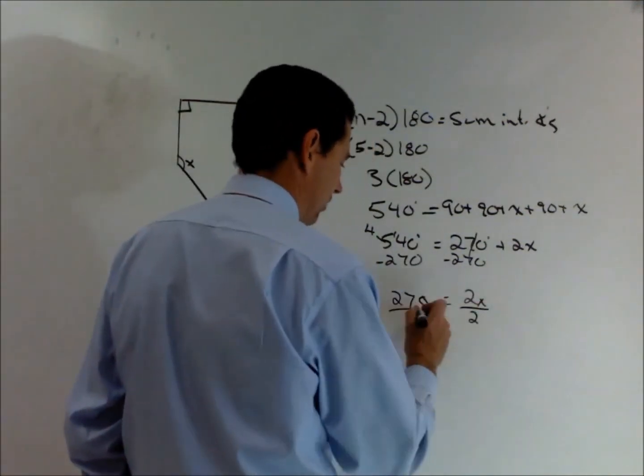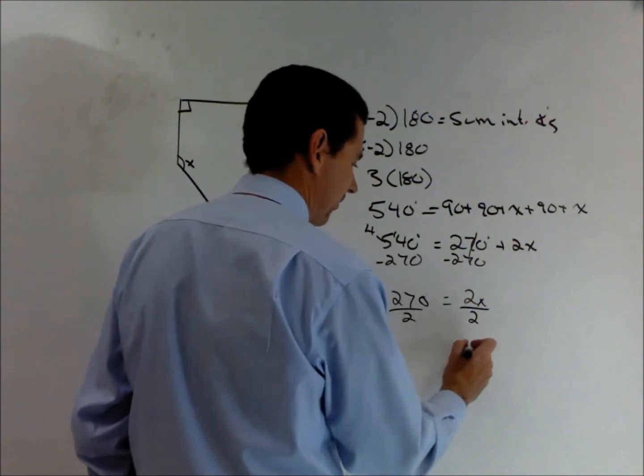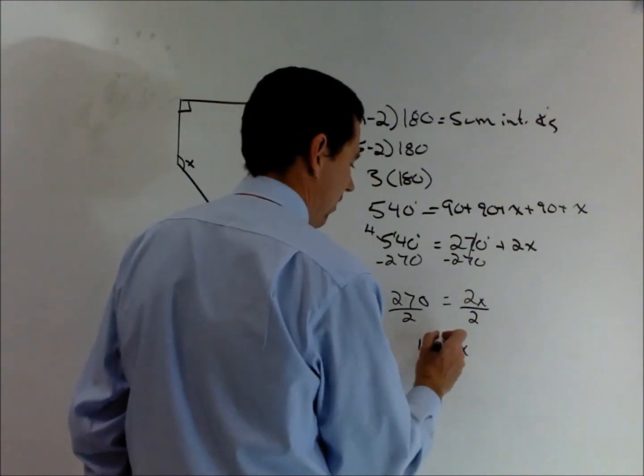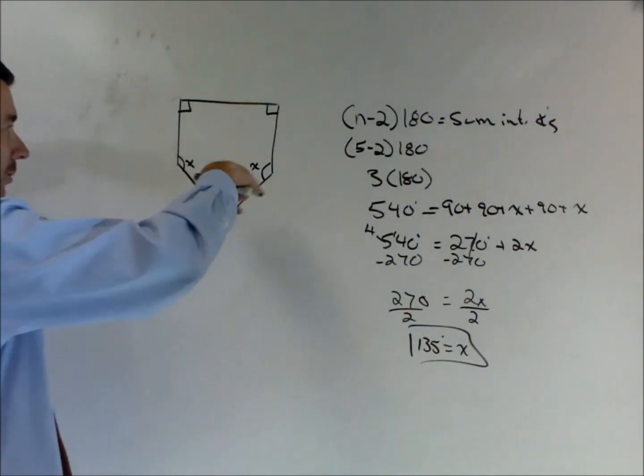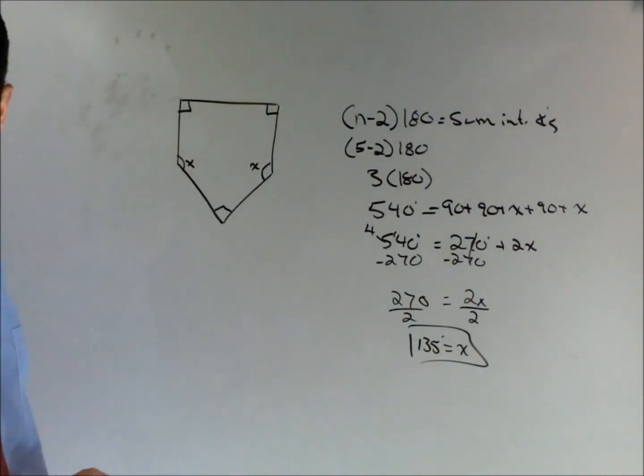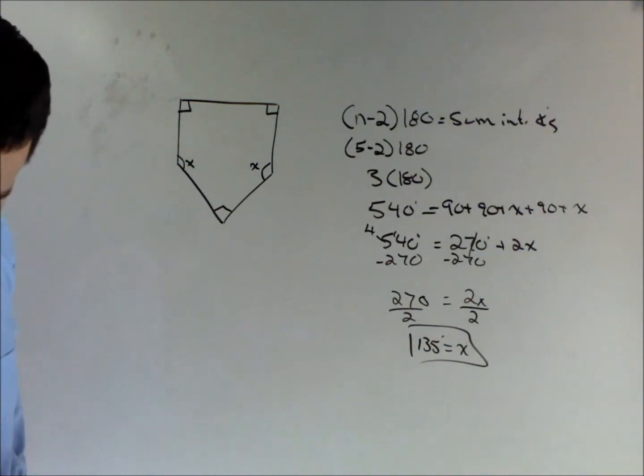Divide both sides by 2. What do I get when I divide 270 by 2? I get 135 degrees. So the two congruent angles in the baseball diamond are both 135 degrees. That was one of the word problems.